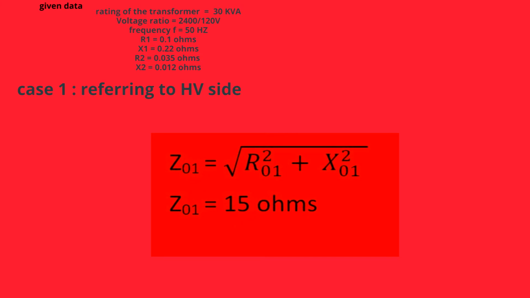After calculating the values of R01 and X01, we have to calculate impedance Z. Impedance Z is nothing but the vector addition of resistance and reactance. We have a direct formula Z01 is equal to square root of R01 whole square plus X01 whole square. After substituting the values of R01 and X01, we will get Z01 equal to 15 ohms.